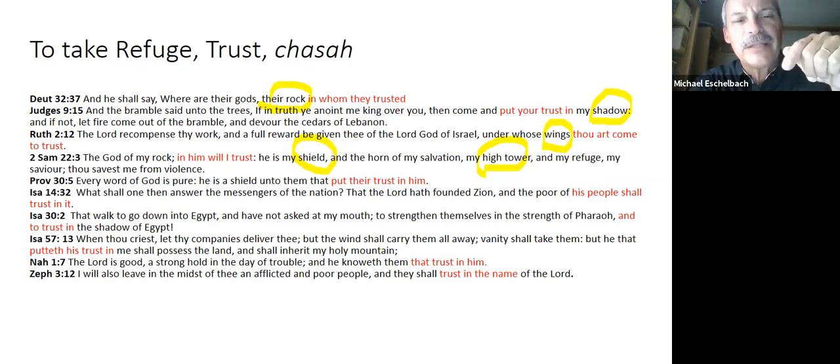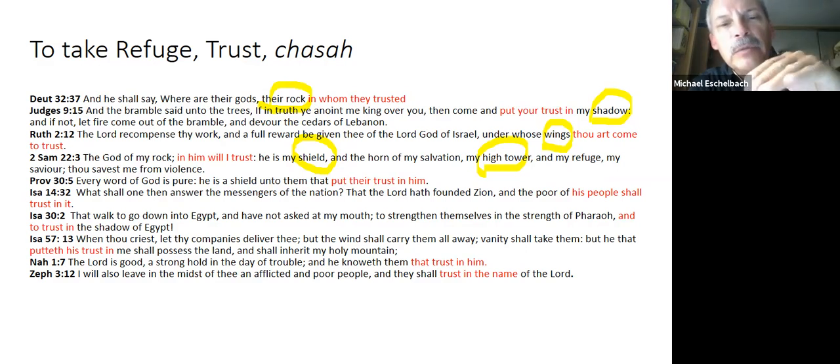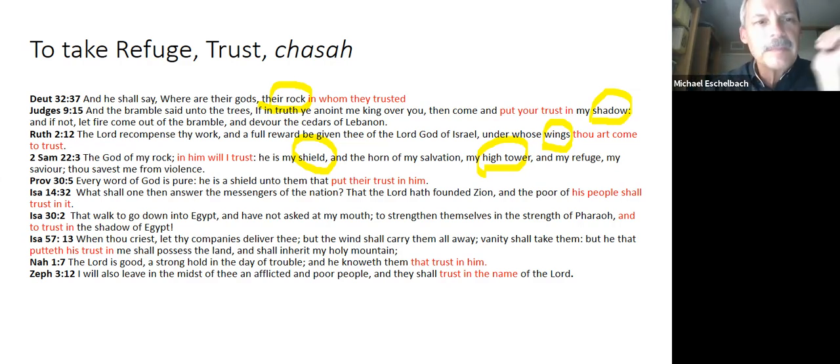But Ben, we can circle back to this. Friends, I want you to think about that. Uma found references that are all talking about a physical relationship between the person in the text and something that God provides, whether it's a rock or a shadow or a tower or wings.